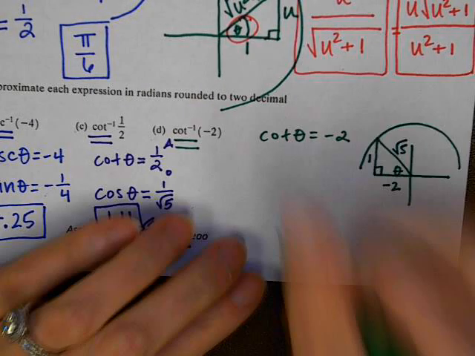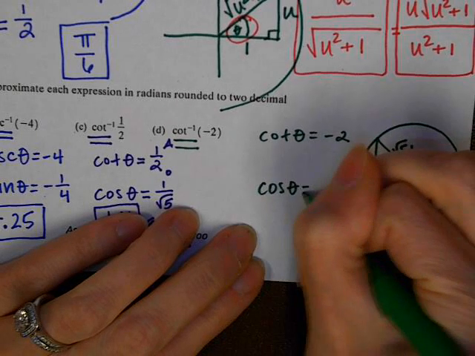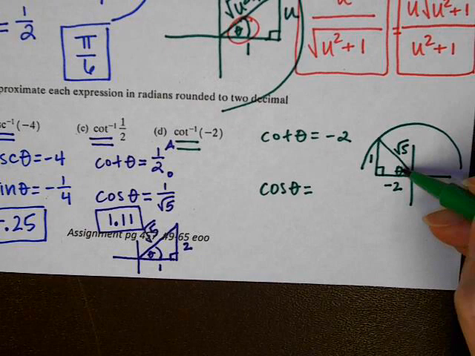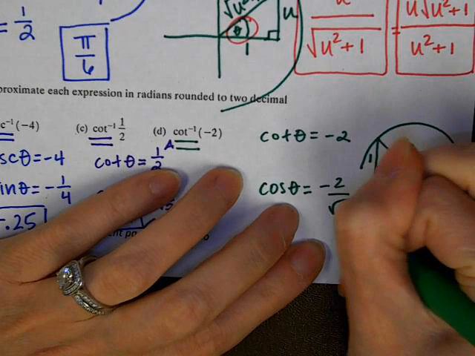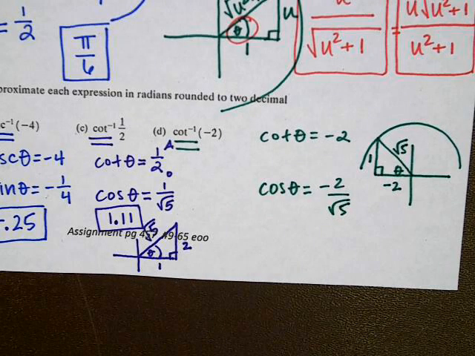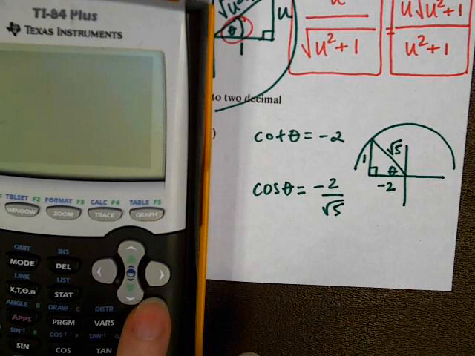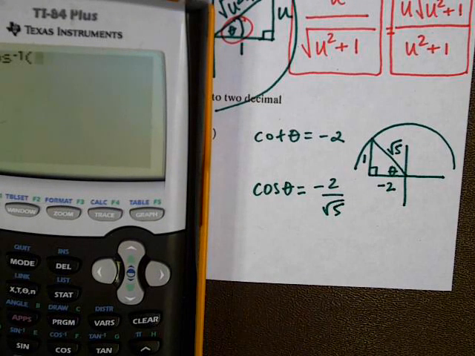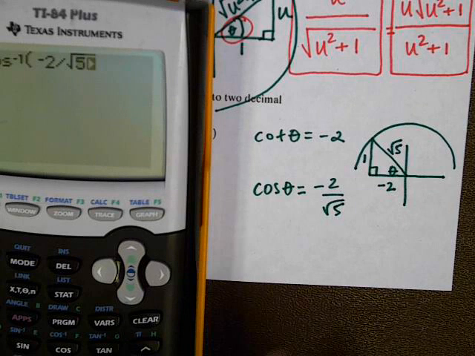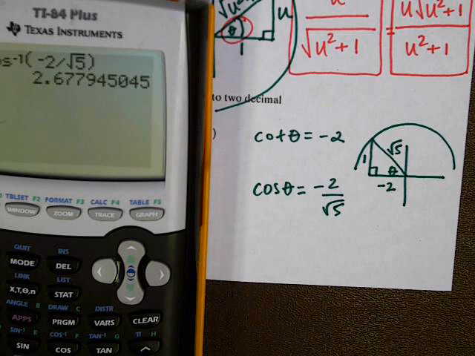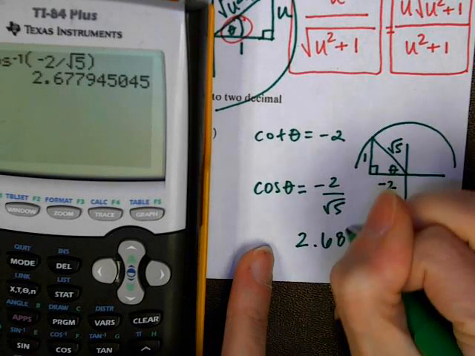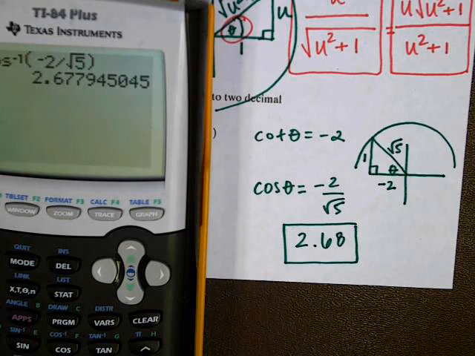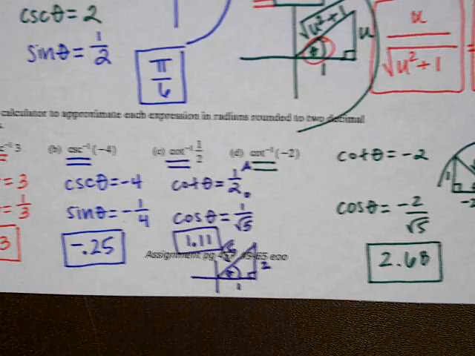All right, so in terms of cosine, this really means cosine of what angle is A over H, -2 over √5. And then that's really easy to calculate. So inverse cos of -2 over √5. And that gives us, in radians, 2.68. I'm sorry, radians, not degrees.